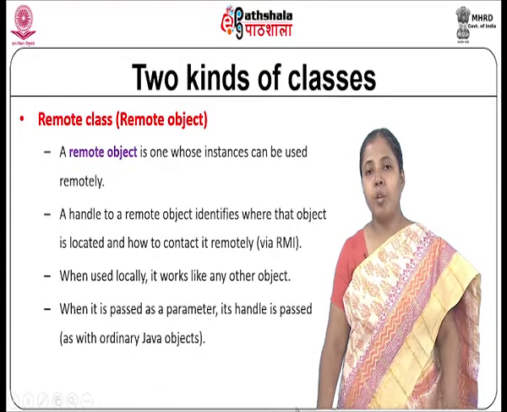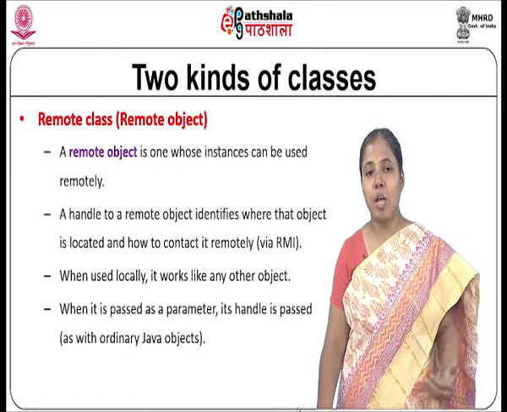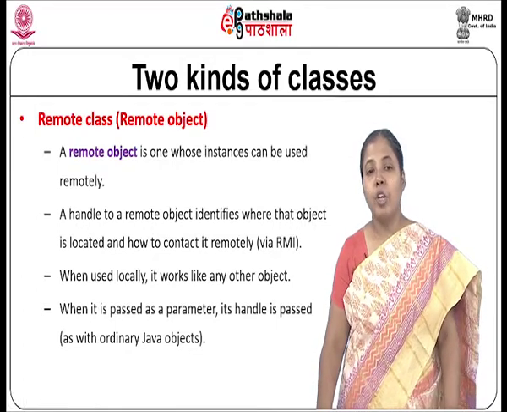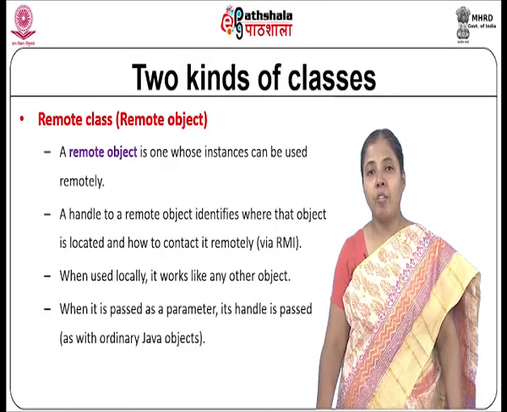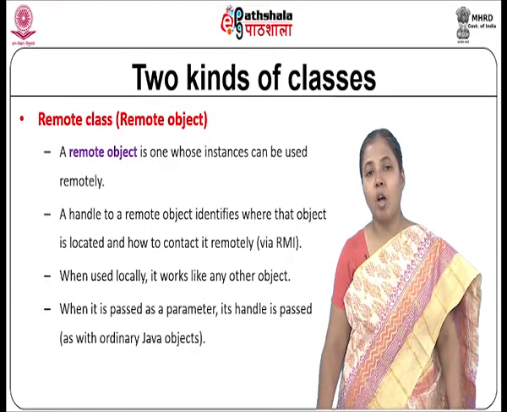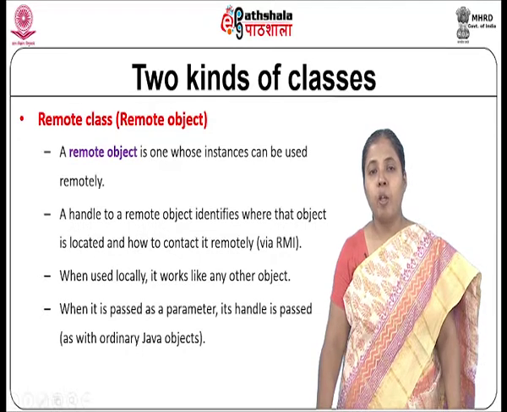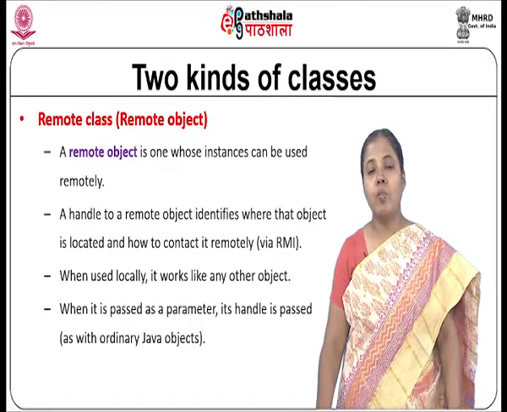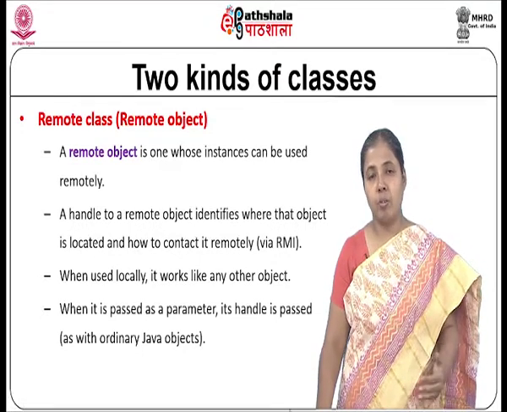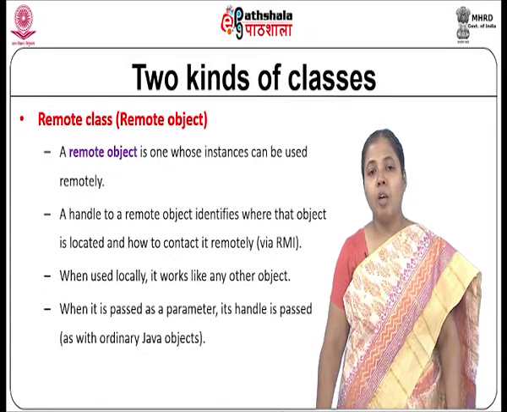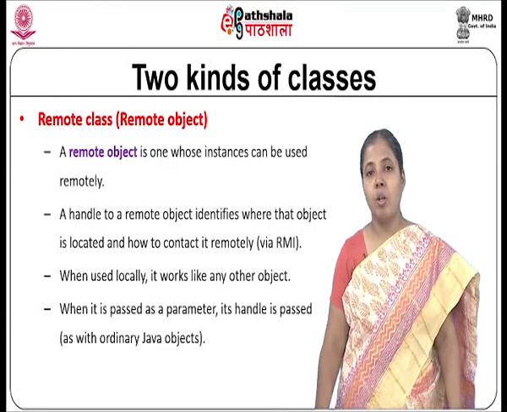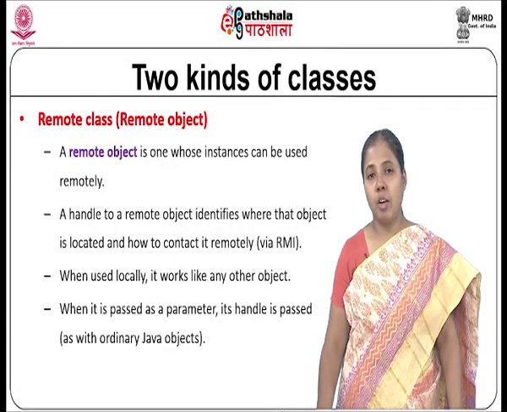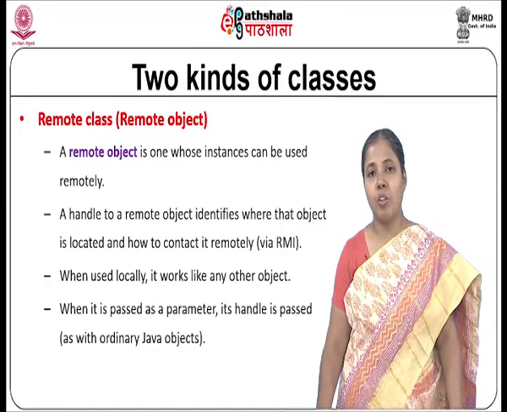So, a remote object is one whose instances can be used remotely. We need to have a handle to the remote object that identifies where the object is located and how to contact it remotely through RMI. But when it is used locally, it works like any other local object. And when it is passed as a parameter, its handle is passed, unlike regular Java objects, which are passed by value.